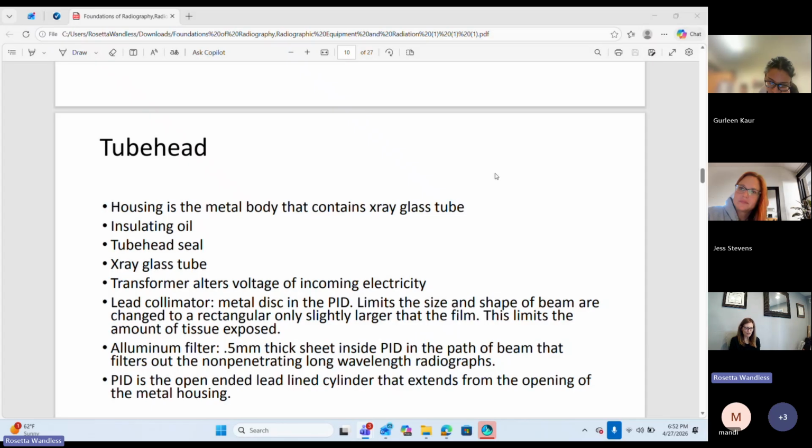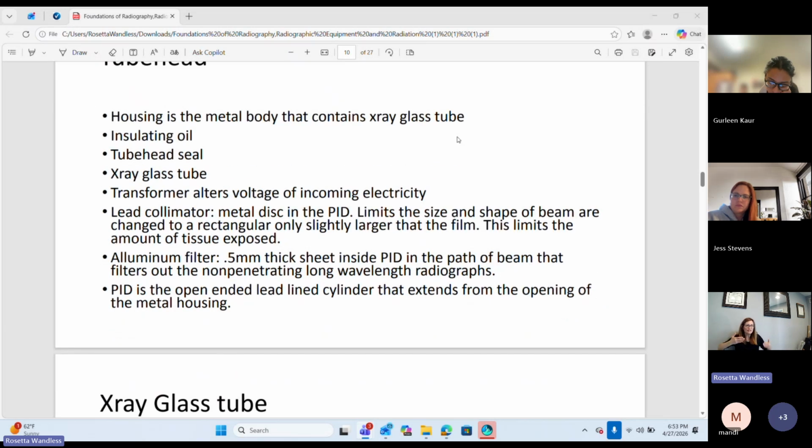The collimator is made by the manufacturer and will limit the size and shape of the beam. The ADA recommends the lead collimator be a rectangle because it's about the same size as either film or a sensor, so it reduces the amount of radiation exposure around that. But we also see circular as well. Either is fine. They just recommend the rectangle to reduce tissue exposure, but it can be either a rectangle or a circle, cylindrical.